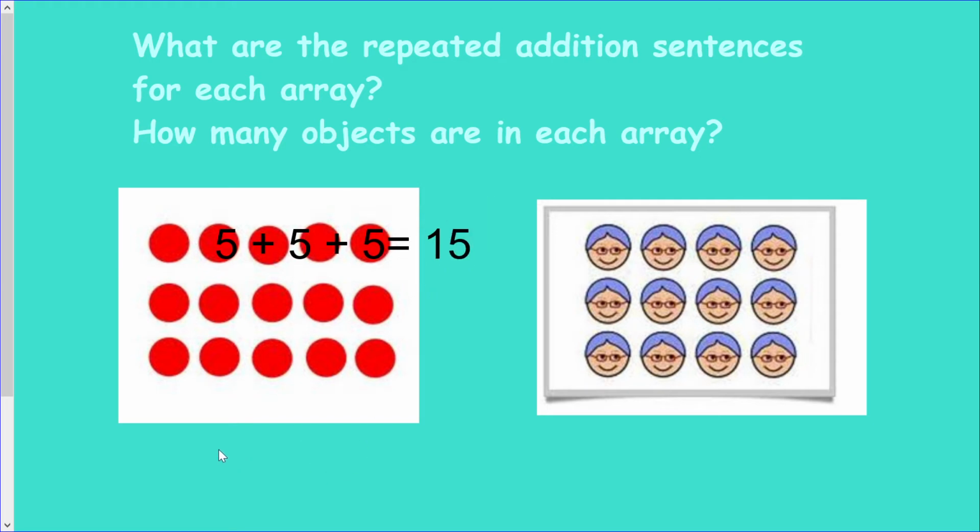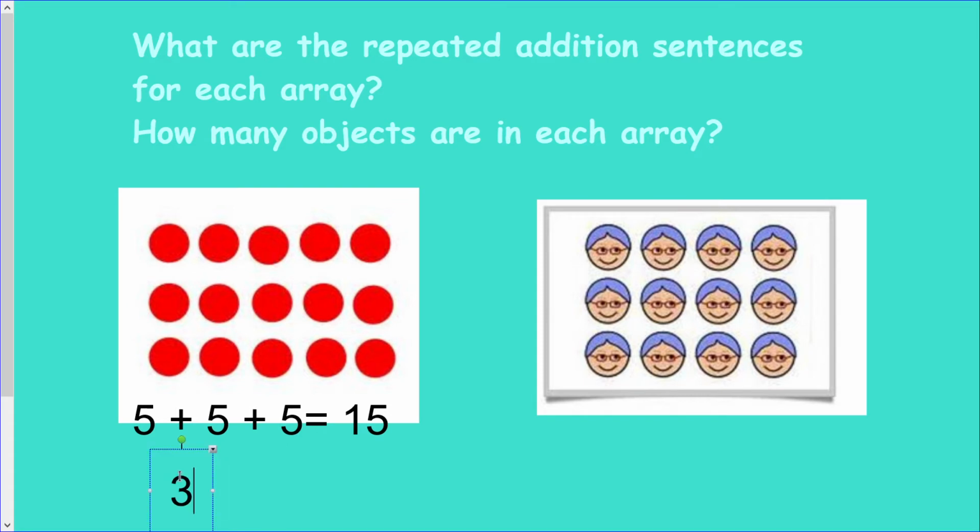So if we want to make our multiplication sentence that goes with our repeated addition sentence, how many rows do you have? Well, 3 rows. How many 5's did you have? 3 5's. So you had 3 groups. How many were in each group? 5. And my total number of circles is 15.